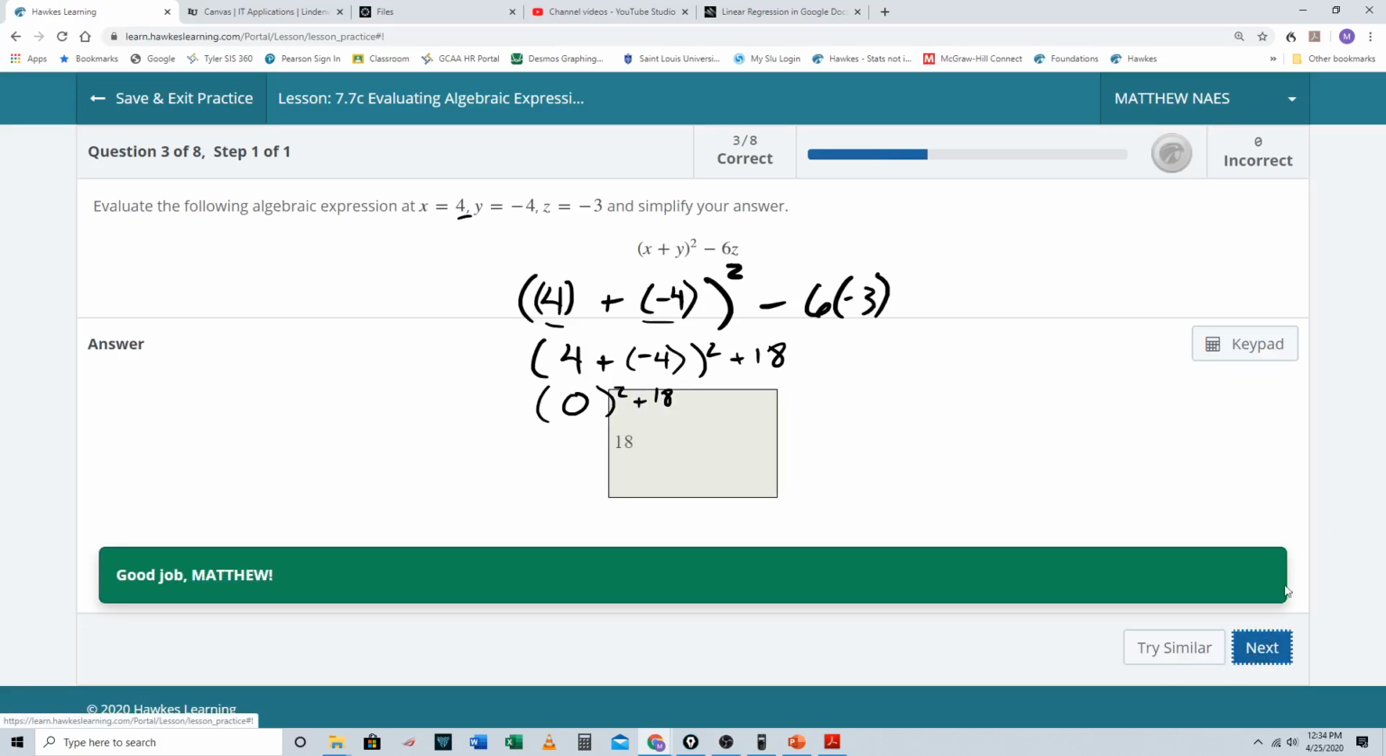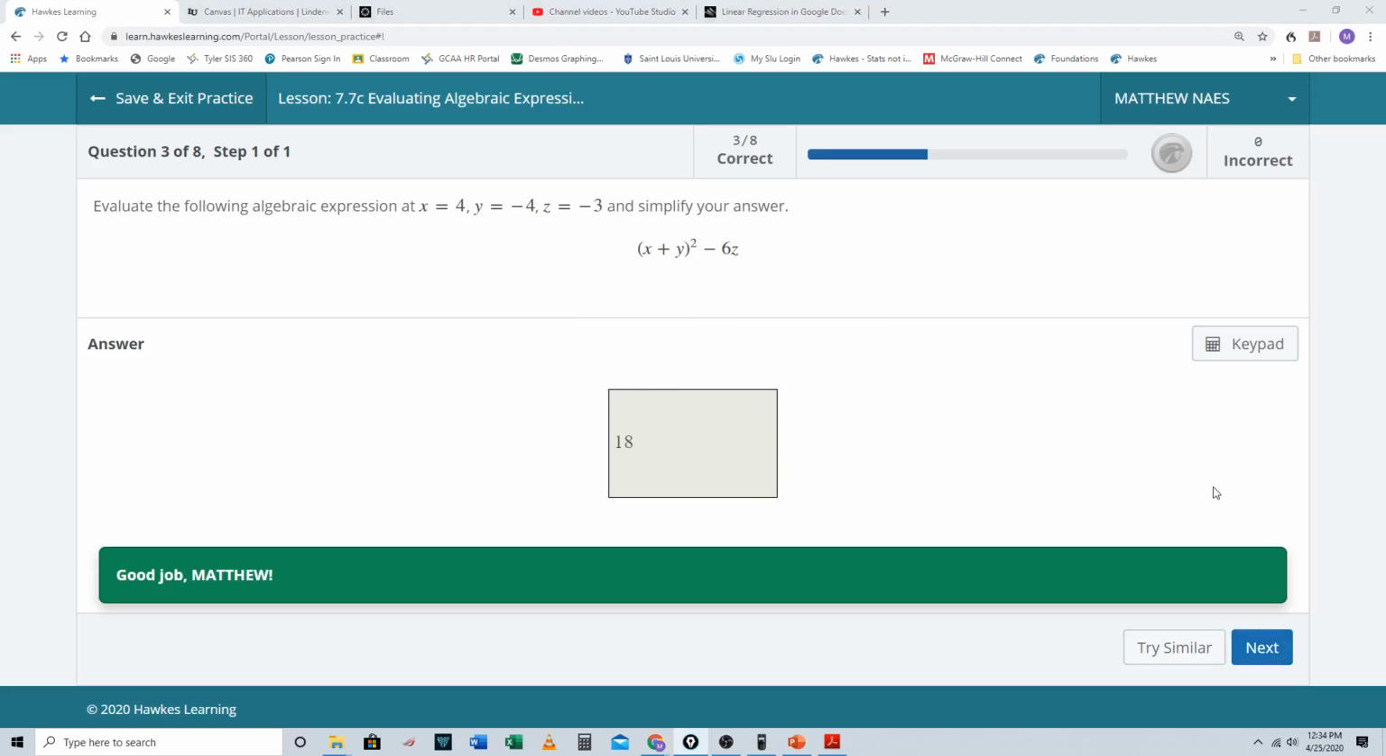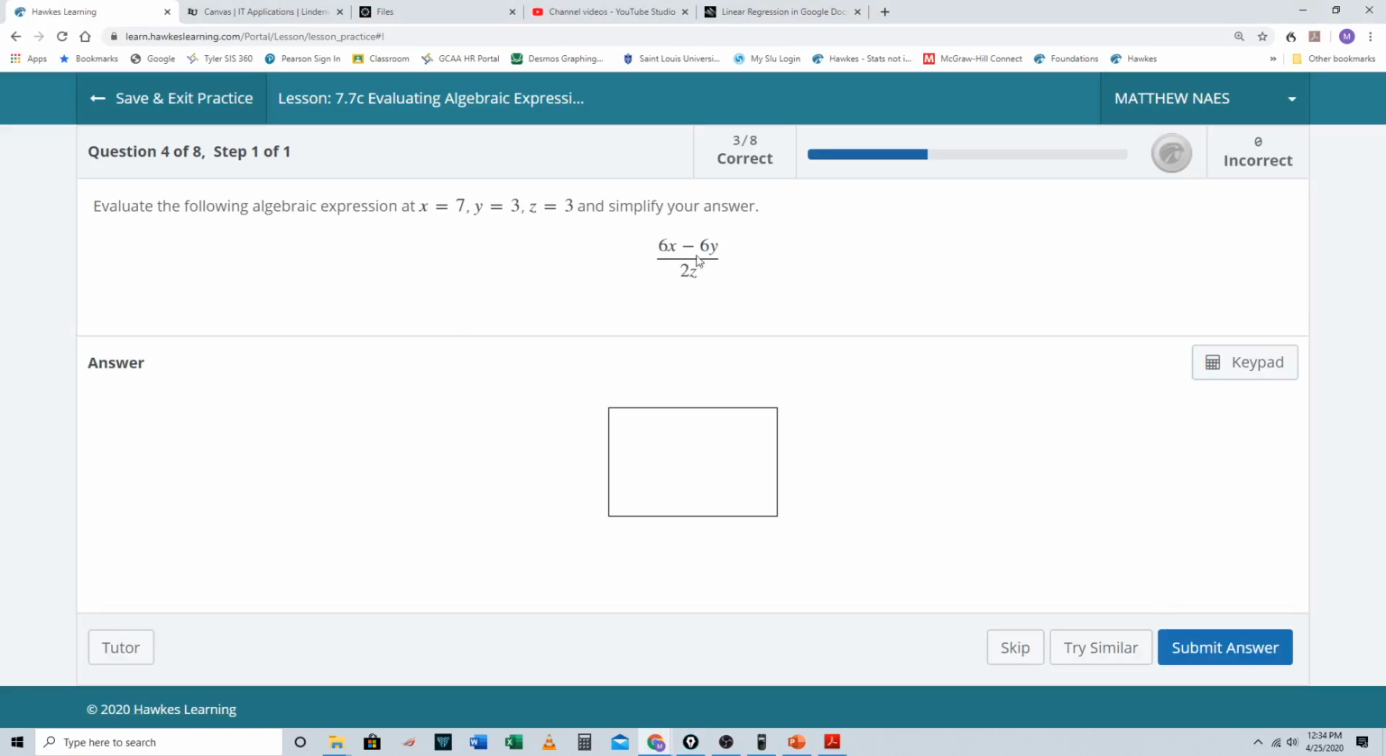Right. Next. Okay, so I have to do the calculator on this too, but first let's plug everything in. Again, x is 7, so 6 times (7 minus 6), y is 3, over 2, z is also 3. Yes, it is right.